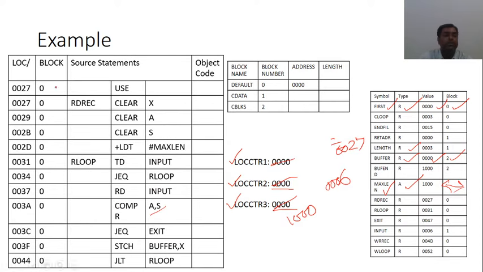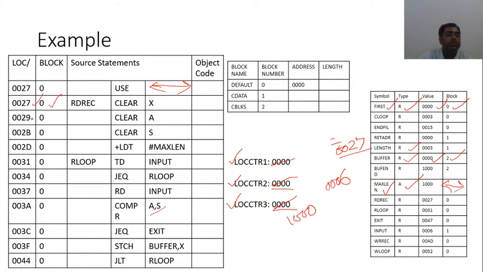Now this instruction is use, that means there is no operand here, it is considered as default block. If I am getting a use instruction without any operand or without any block name, then that is considered as default block. Start from here. So the RDREC, CLEAR X, is from zeroth block. Zeroth block means default block, and the current location counter value corresponding to default block is 0027. So here it becomes 0027, and this instruction is from format 2.